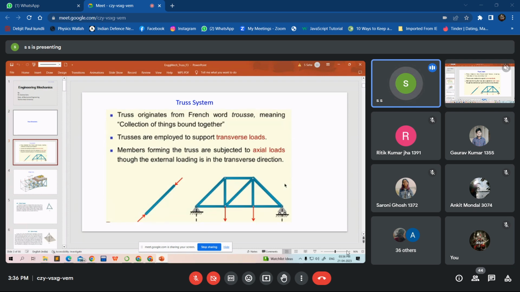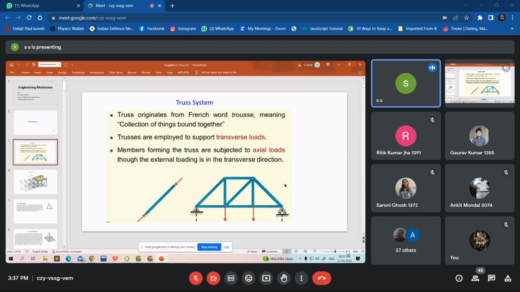The word truss originates from the word truce, meaning a collection of things bound together. So basically it is an etymological perception, the origin of words. It is interesting to note that the word has its origin in the French language. Truce means a collection of things. So what is a truss basically? A truss is a collection of structural elements, like you see in this figure.